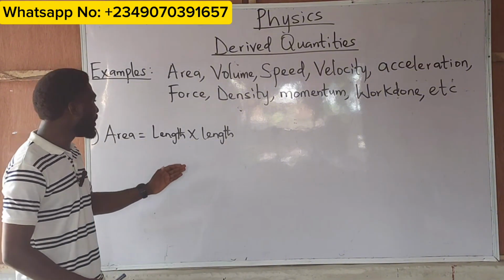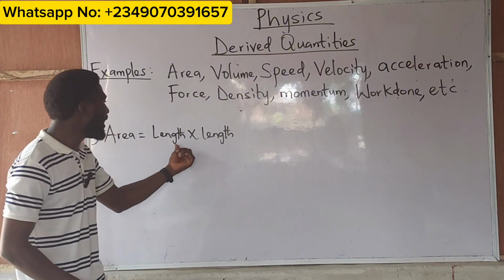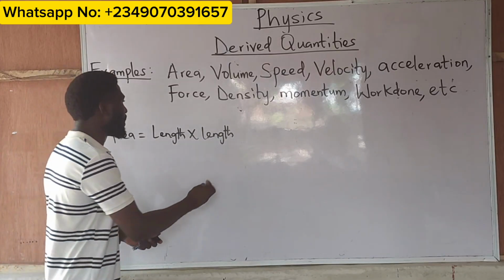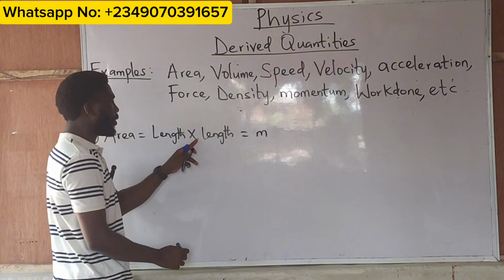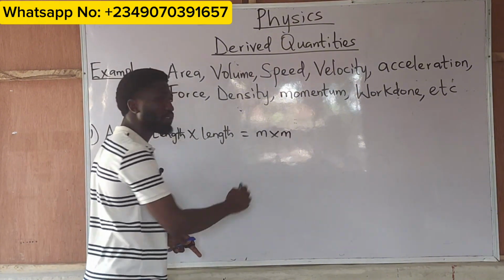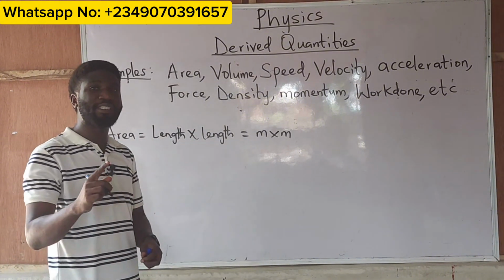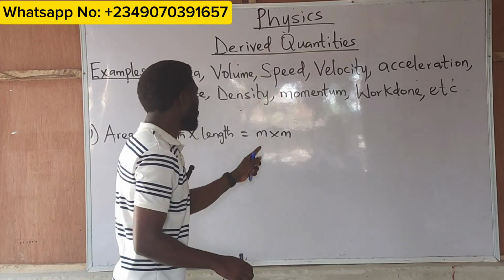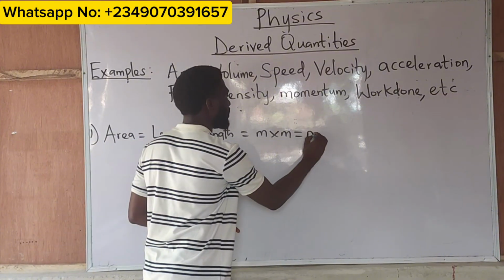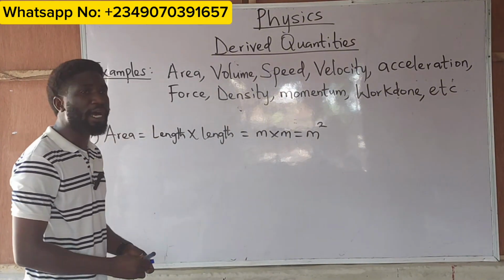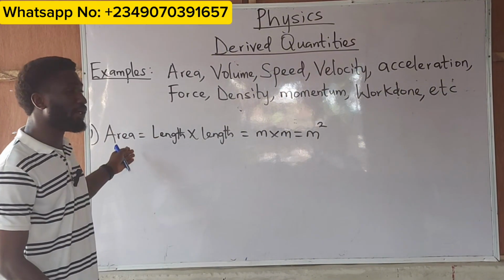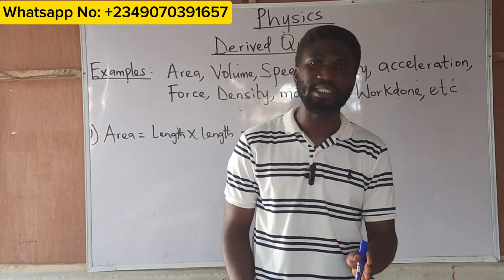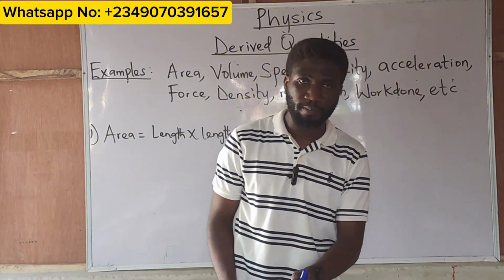Area has its formula to be length multiplied by length. So since length has no formula, then what is the unit of length? The unit of length is meter multiplied by meter. Remember we said the SI unit of length is meter and not centimeter. Meter multiplied by meter, that is meter squared. So this is how we got our units to be meter squared. So the unit of area, it is meter squared.